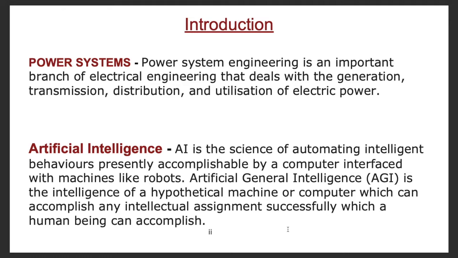Now I'll explain artificial intelligence. Artificial intelligence is the branch of computer science that is concerned with the automation of intelligent behavior. In other words, AI is the science of automating intelligent behavior currently achieved by humans only. Commonly, artificial intelligence is known to be the intelligence exhibited by machines and software, for example, robots and computer programs.